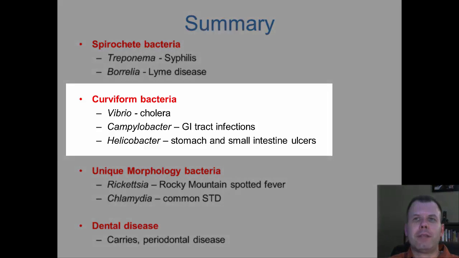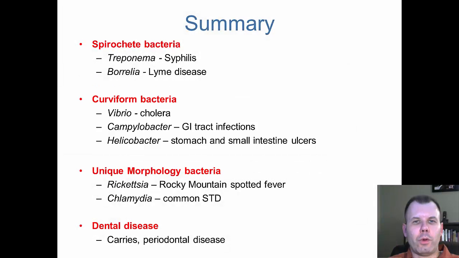With the curviform bacteria, Vibrio, Campylobacter, Helicobacter, knowing where those infect is important. Vibrio and Campylobacter are both in the small intestine, leading to watery diarrhea. Campylobacter is a little bit more invasive, and typically, treatment with those two is rehydration and electrolyte replacement. Helicobacter is the infection of the stomach. We see ulcers with that, the urease, and stomach and small intestine ulcers, also an increased risk of stomach cancer associated with Helicobacter.